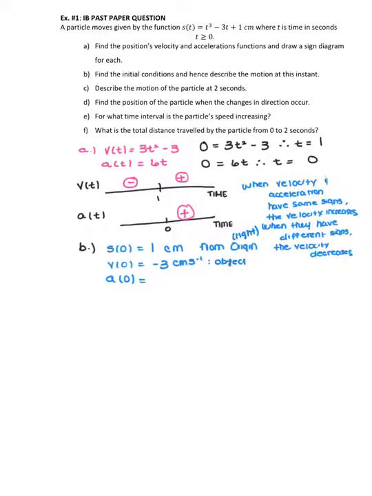Okay, so the object moves left 3 centimeters per second. Okay. And then your acceleration, you get 0. And since it's the second derivative, it's to the -2.0 centimeters per second squared.